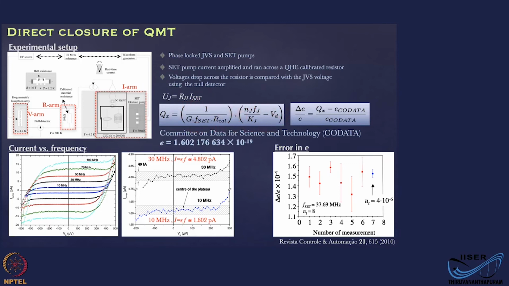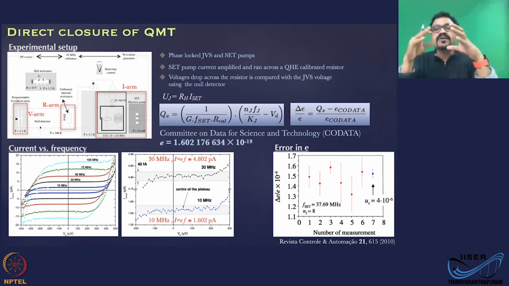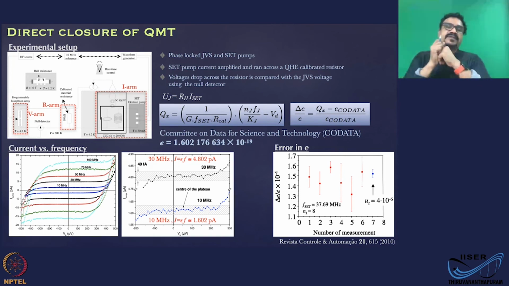Okay, so now Qx is given by this formula here, and what you do is you compare that Qx to the CODATA value. CODATA is basically the best available value for this fundamental constant, the charge of electron. CODATA is the Committee on Data for Science and Technology, and that e is basically this number here. You compare this Qx to this number and determine how much error is there. That error tells you how good the closure of this quantum metrology triangle is, or how close they are, or what is the success of this experiment. Okay, so how much error is there?